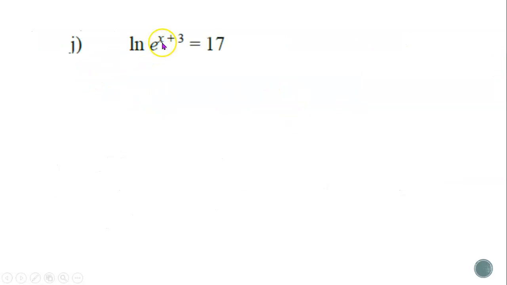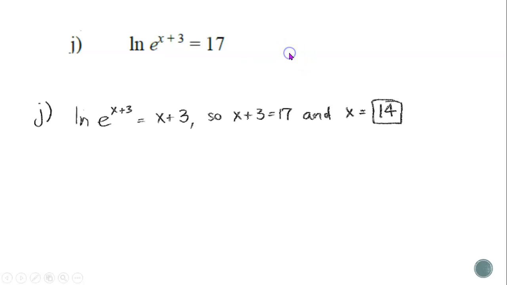The ln of e to the x plus 3, well, that's easy because ln undoes what e does. Those are inverse functions of one another. So for ln of e to the x plus 3, we can just write x plus 3. Now we've just got the equation x plus 3 equals 17. So subtract 3 on both sides, x equals 14.